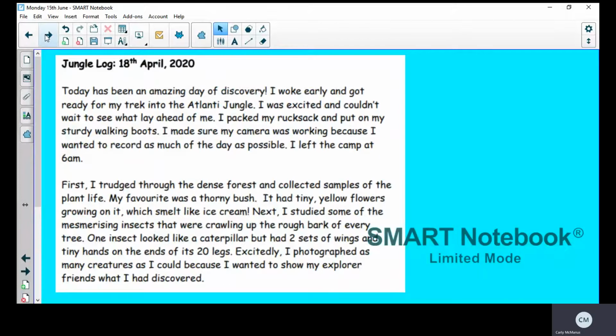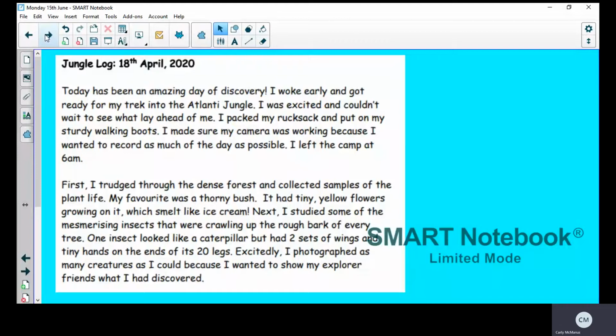So it says jungle log, the 18th of April 2020. Today has been an amazing day of discovery. I woke up early and got ready for my trek into the Atlantic jungle. I was excited and couldn't wait to see what lay ahead of me. I packed my rucksack and put my sturdy walking boots. I made sure my camera was working because I wanted to record as much of the day as possible. I left camp at 6 a.m.